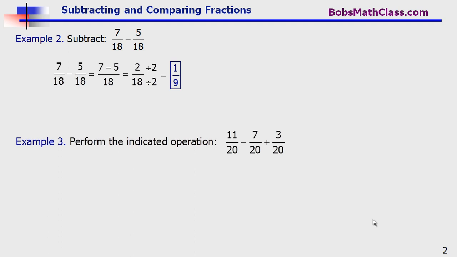Okay. Next one. Again, you might hopefully pause it and work out the second one. This one has 3 fractions, and the denominators are all the same. Okay, so we'll write it as one fraction, 11 minus 7 plus 3.